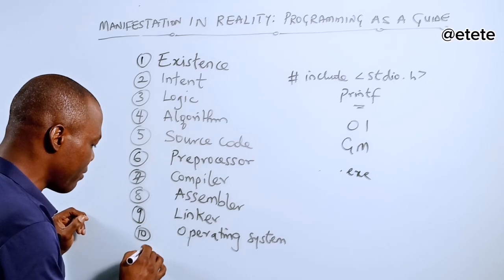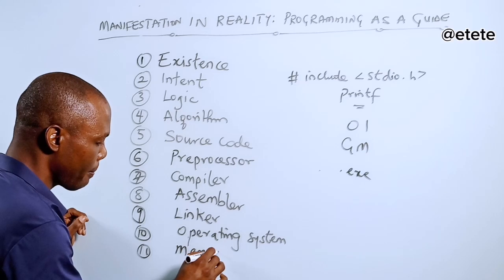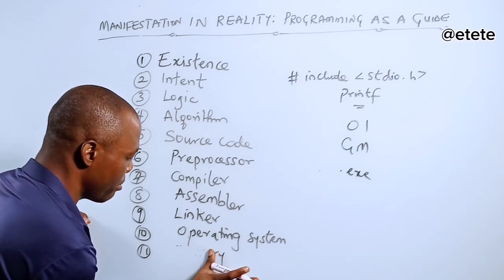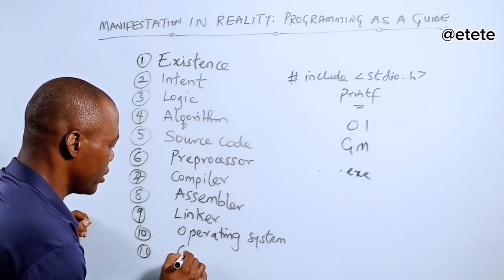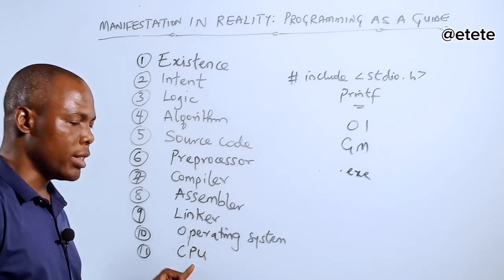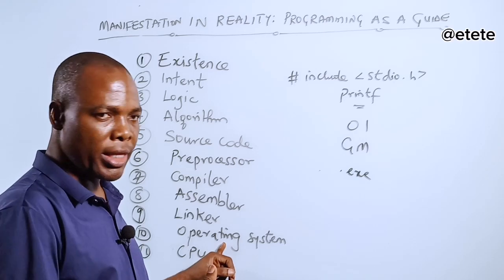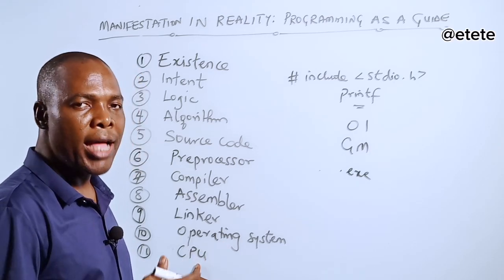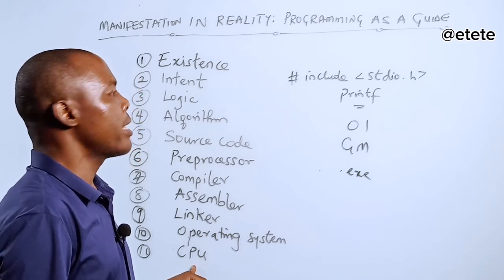Then you have 11, which is what? The memory. Sorry, before the memory, we have the CPU, which is the central processing unit. So if this guy is the GM that is going to coordinate tasks, the CPU are the workers that will do the job, right? That is who they are.